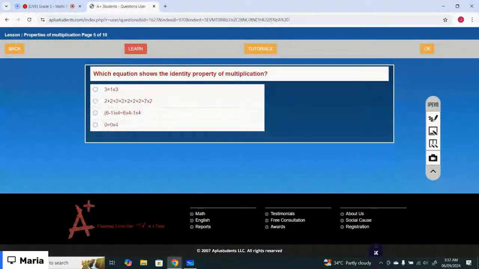Which equation shows the identity property of multiplication? So which is the correct option?